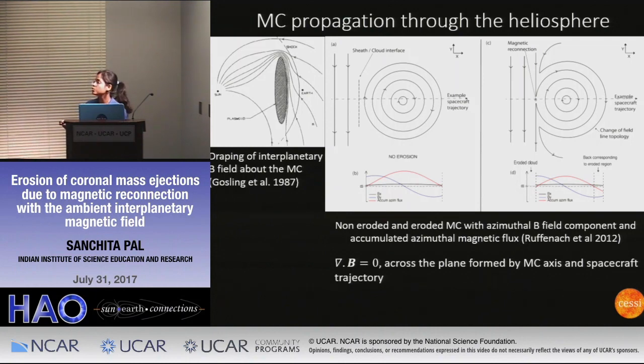So it means that if the flux rope is not eroded, then there should not be any variation in this red curve, meaning the accumulated azimuthal flux. But if the flux rope is eroded, then the imbalance of this red line will be seen. So you can see that due to the erosion at the back of the magnetic cloud, sorry, at the back, yeah, the imbalance can be seen at the front of the magnetic cloud. So when the magnetic cloud is eroded at the front, the imbalance can be seen at the back, and it will be otherwise for the other case.